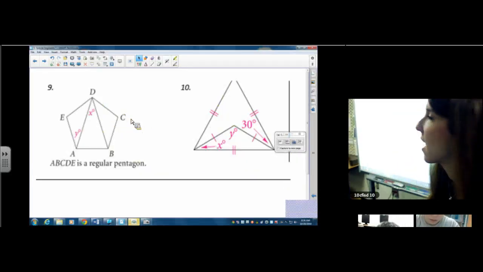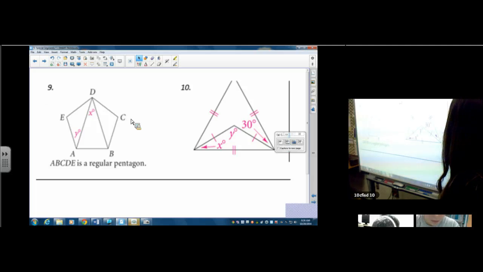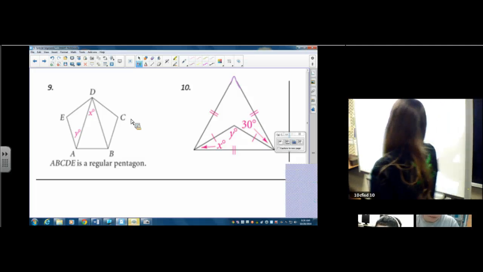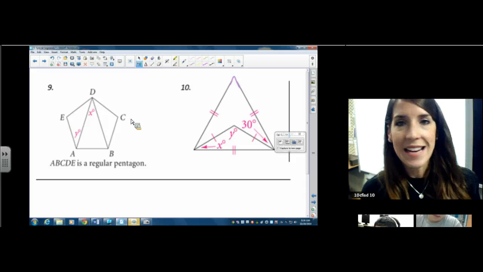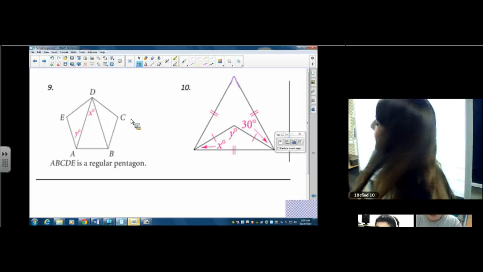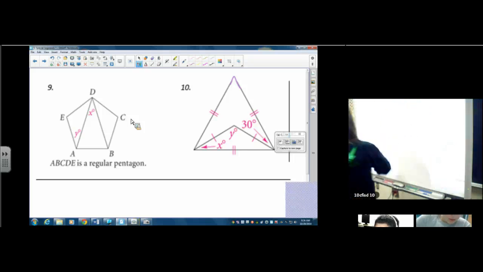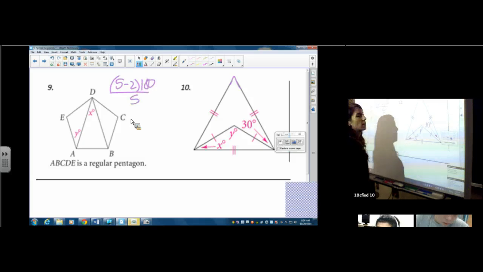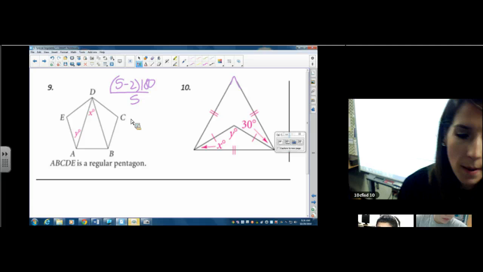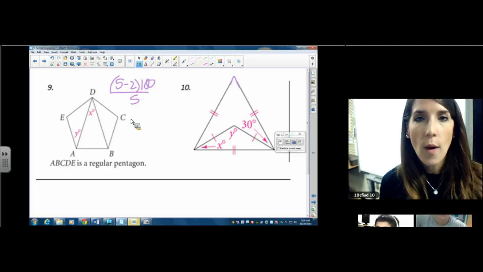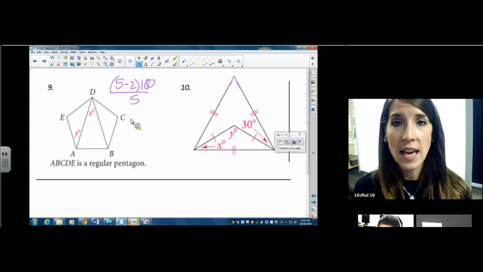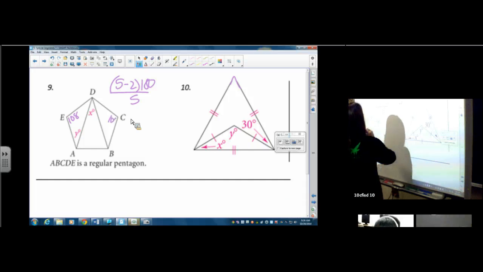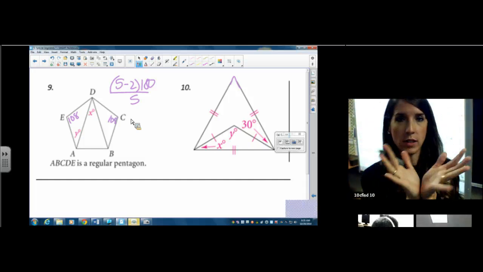Okay, starting with number 9, we know that ABCDE is a regular pentagon. Since it's a regular pentagon, we know how to find each angle. We have a formula for that. There's a formula for that, right? So, the formula is n minus 2 times 180 divided by n. It's 3 times 180 divided by 5. You know how to find the angles of any regular polygon that we give you. So when you do that formula, you're going to get 108. Each angle, the whole angle, is 108.